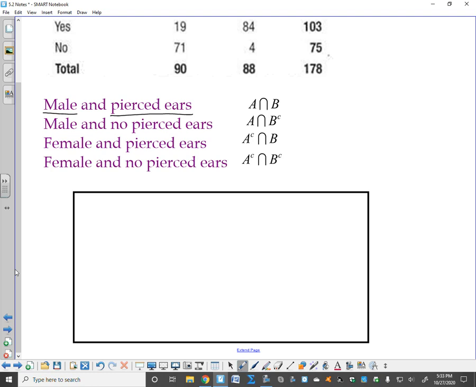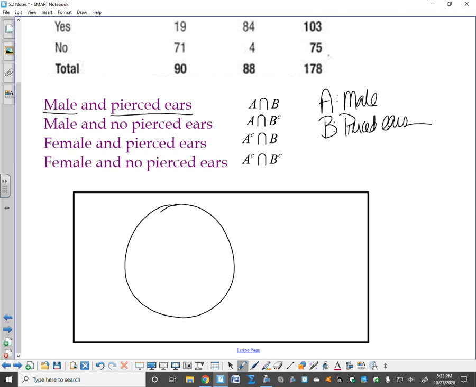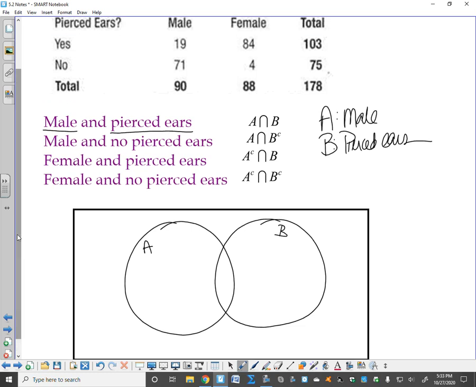So here I go. I'm going to let A be male and B be pierced ears. So here I go, A, B. Now I drew them overlapping because I have males that have pierced ears. Before we answer the questions, let's put some numbers based on our two-way table. Let's put some numbers in our Venn diagram.